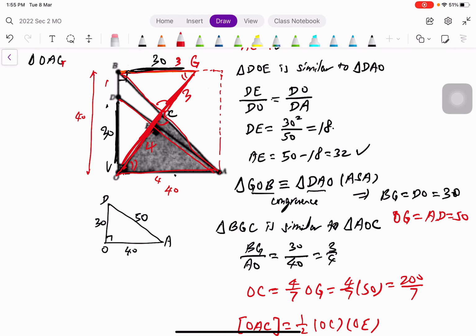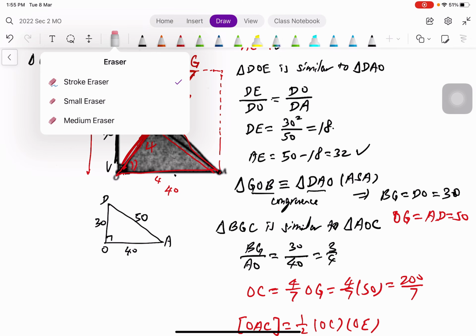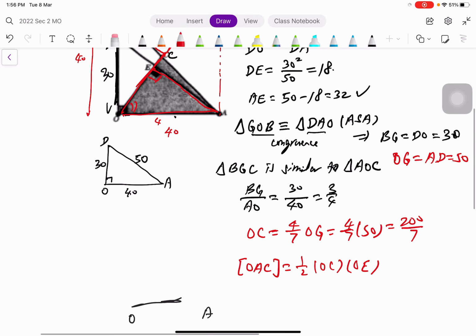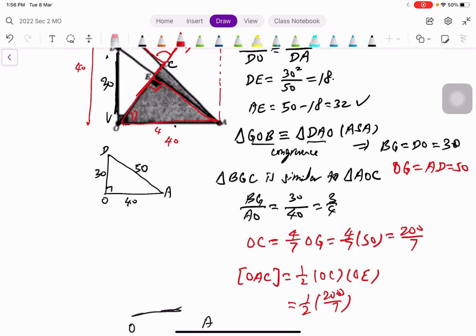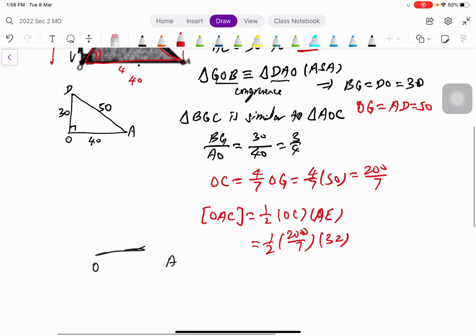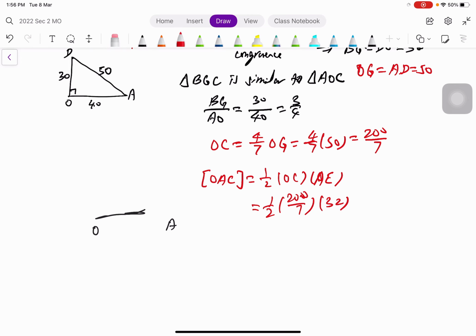Let me clean this part again so that you can see properly. I already said the area of this triangle is actually OC times the perpendicular distance. And OC, can you see that this is 200 over 7, times AE. This part here is AE, and AE is actually 32, right? Therefore, basically you get 3200 over 7.